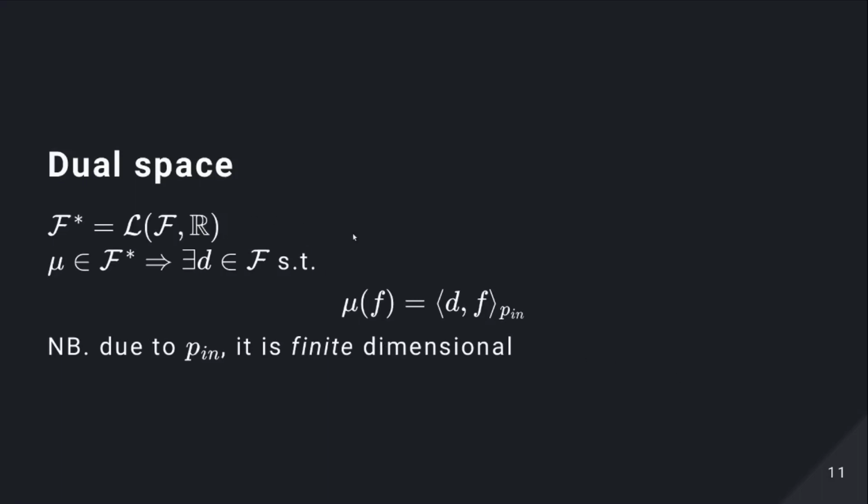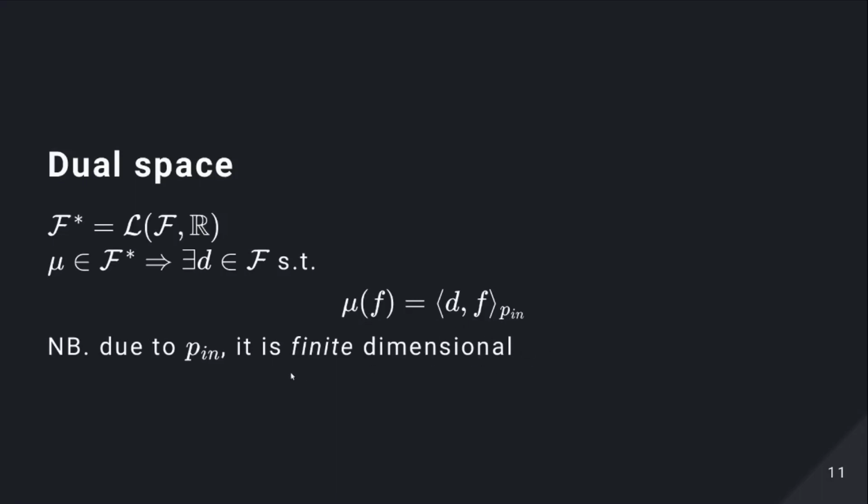So F is our function space, and because it's a vector space, we can form what's called a dual space, which is the space of all linear functions from F to R in this case, and it has a nice relation to the original space. In particular, for any mu in our dual space, which is a function that takes an element of F and returns a scalar and is linear, we can find a function d in F such that applying mu to some f is simply taking this inner product.